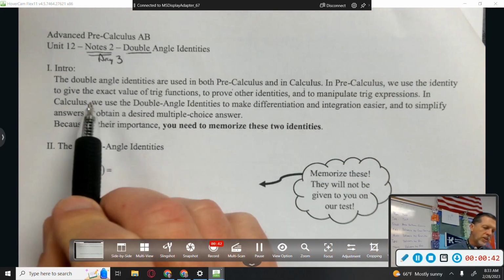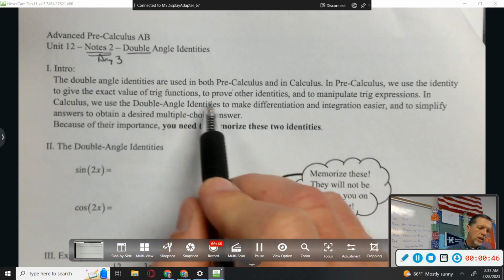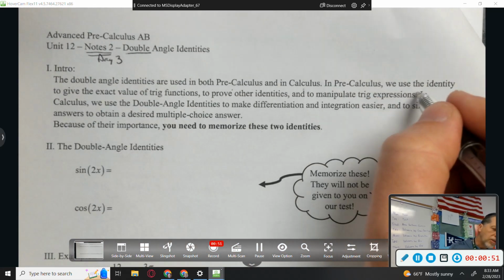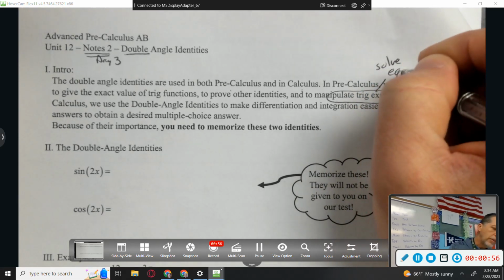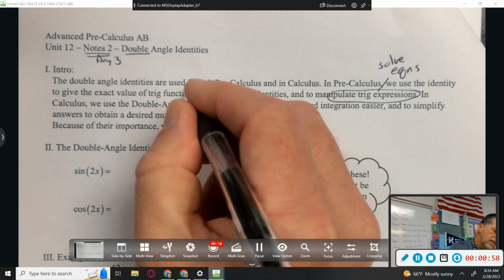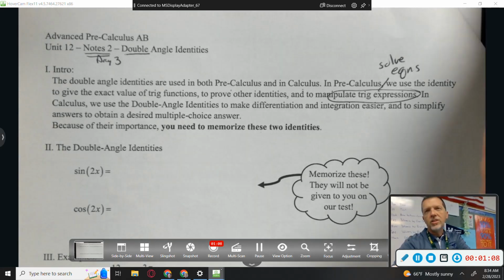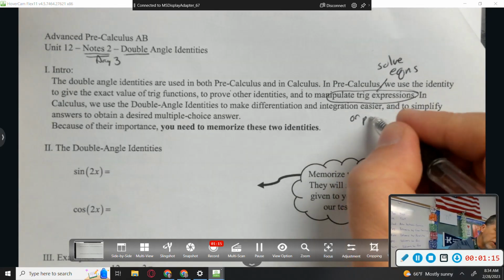In pre-cal, we use the identity to give the exact value of trig functions. That's the first part of today. To prove other identities, we don't really do that much. To manipulate trig expressions, which will help us solve equations, that we will do today. In calculus, so you don't really need this yet, but in calculus, there's times when this makes taking a derivative or doing integration a lot easier. In fact, not even just easier, but possible.